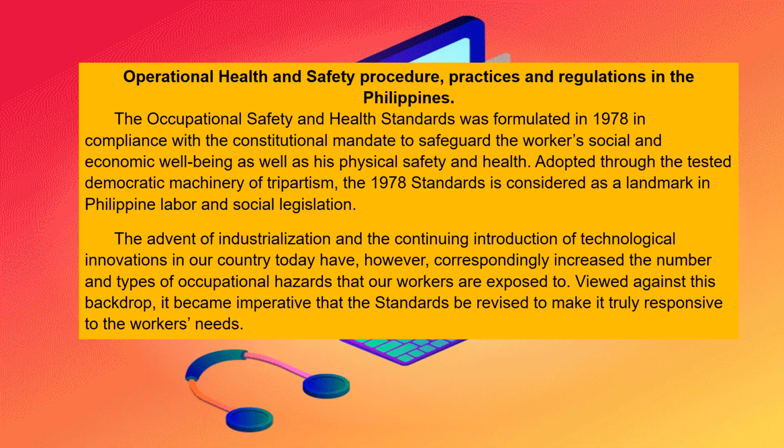Occupational health and safety procedures, practices and regulations in the Philippines. The Occupational Safety and Health Standards was formulated in 1978 in compliance with the constitutional mandate to safeguard the workers' social and economic well-being as well as their physical safety and health. Adopted through the democratic machinery of tripartism, the 1978 standards is considered a landmark in Philippine labor and social legislation.